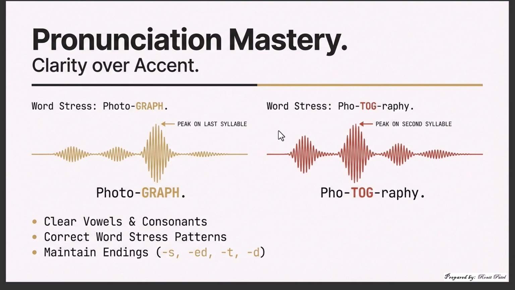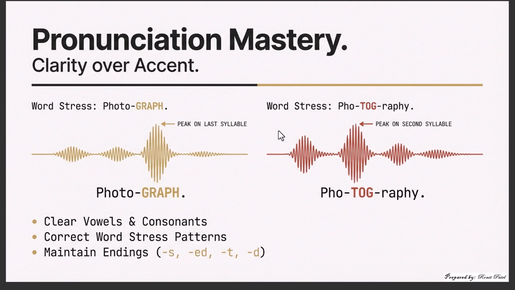Now, this slide gives us a powerful reminder. PT does not reward accent, it rewards clarity. So your goal is not to sound British or American. Your goal is to sound clear, stable, and intelligible.